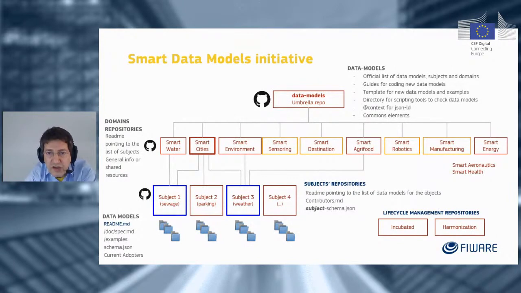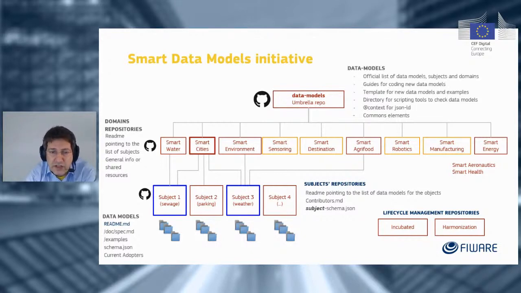What you see here is the structure. The structure has 2 levels. The domains that you see in the main level, so smart water, smart cities, smart agri-food, smart aeronautics, smart health, which is emerging. And all these domains can have below several subjects. But on the other hand, these subjects could also belong to several domains. In order to provide you with an example, the weather is quite relevant for smart cities, but it's also relevant for smart water, or for smart environment, or for smart destinations.